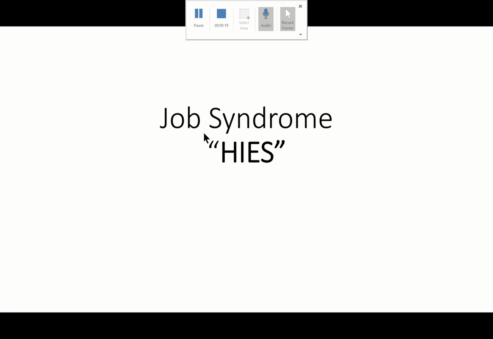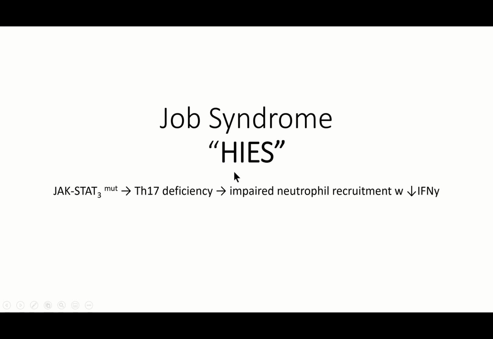You need to know that it is due to a JAK-STAT mutation, and that leads to Th17 deficiency, and then that leads to impaired neutrophil recruitment with decreased interferon gamma. So make sure you know what Th17s do, as well as how they're related to neutrophil recruitment.